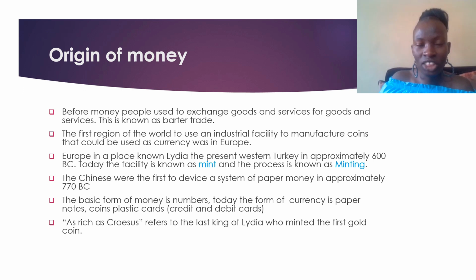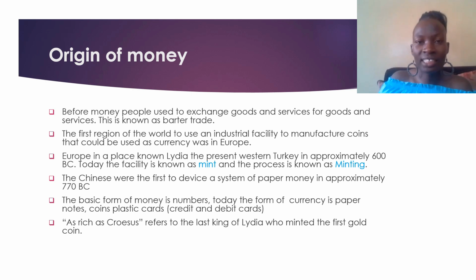But this later on changed in 600 BC, whereby we had the first region, which is Europe, to use an industrial facility to manufacture coins that could be used as currency. This region in Europe was called Lydia, which is the present day Turkey. Nowadays, the facility is known as a mint, and the process of manufacturing coins is known as minting. Later on, in 770 BC, the Chinese also devised a system of paper money.